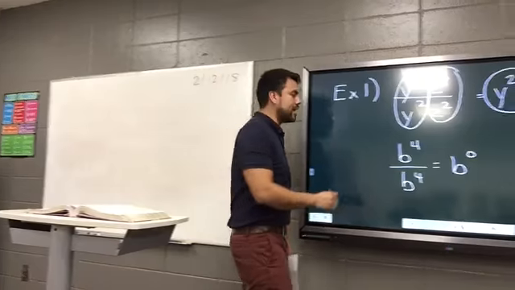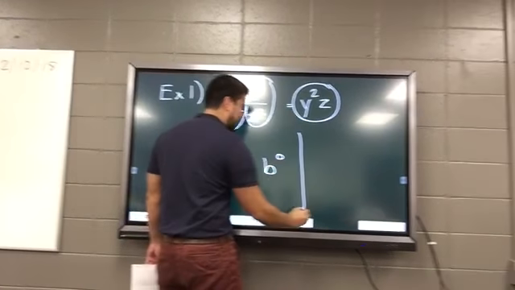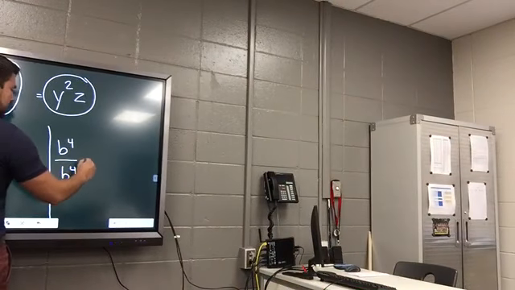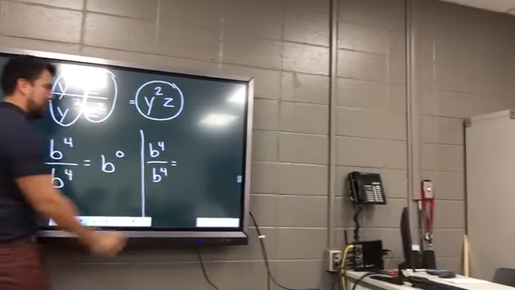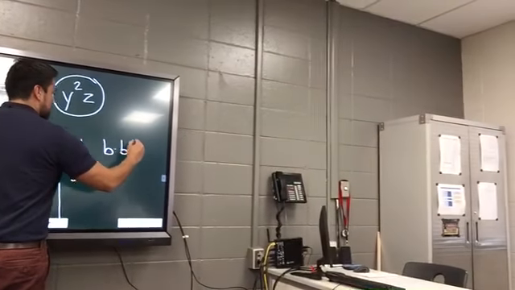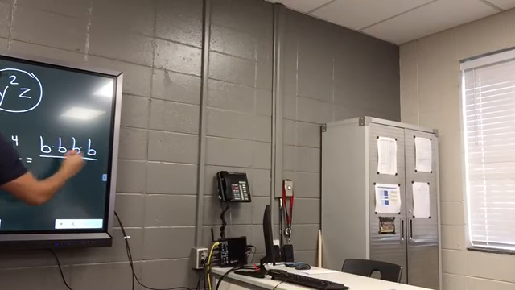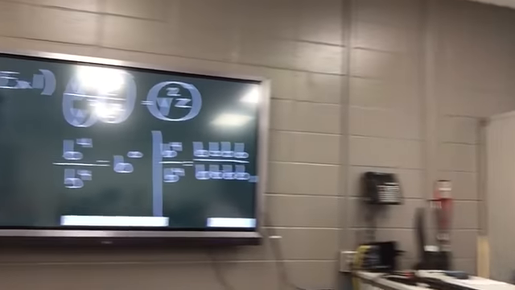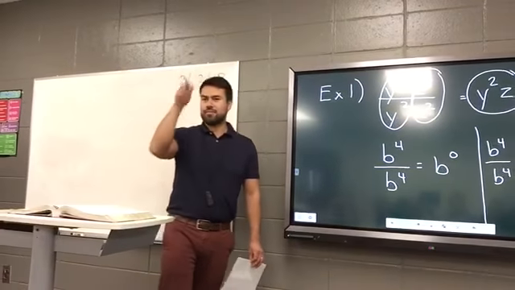Okay, well, let's take it over here. I'm going to separate it: B to the fourth over B to the fourth. I'm going to work out that long way. How many times is B being multiplied? 4 times. 1, 2, 3, and 4. How many times is it being multiplied down there? 4 times. Okay, great. All that work to say, what cancels out?